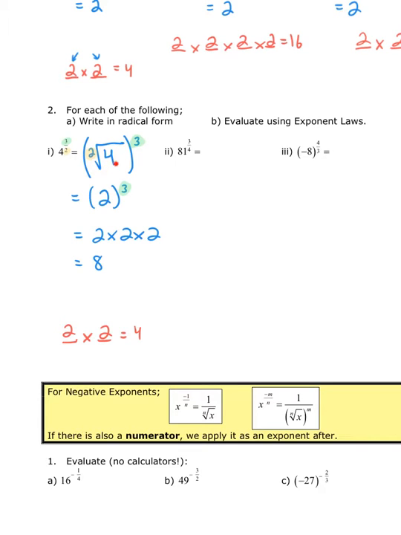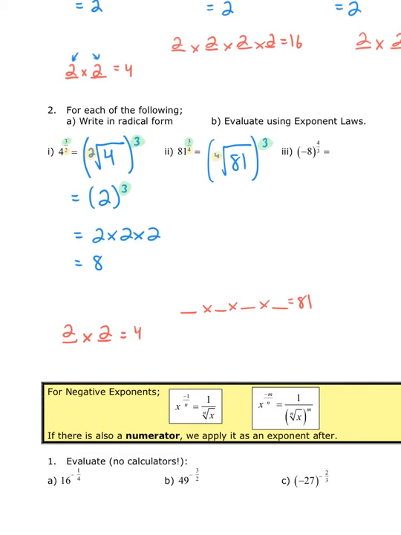So it's always easier to work with smaller numbers. So take the root first and then apply the exponent. In the second example, the base is 81, the denominator is 4, so I'm taking the fourth root, put that in brackets, and it's to the exponent of 3, because the numerator is 3.